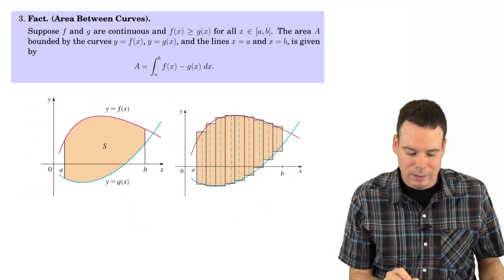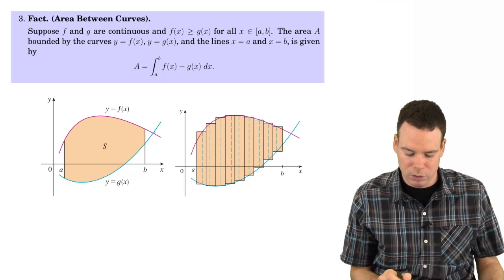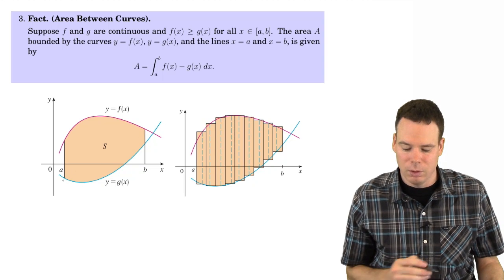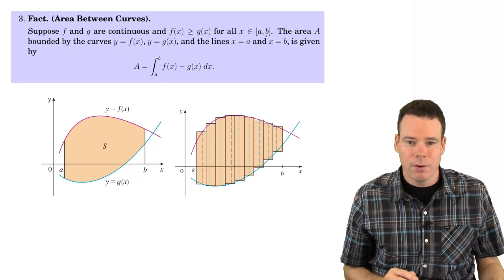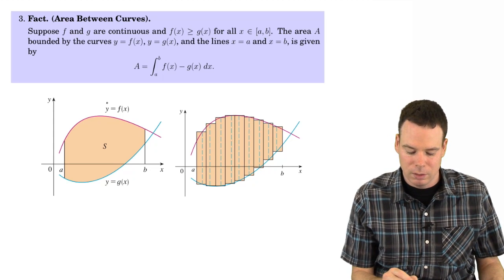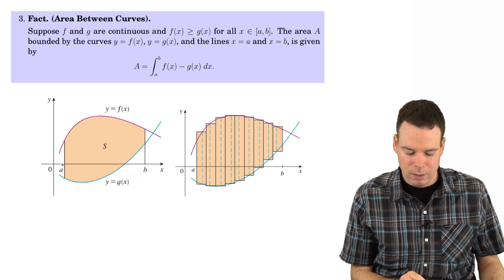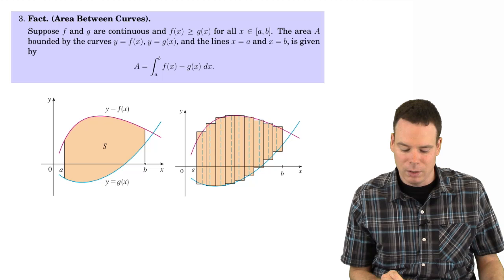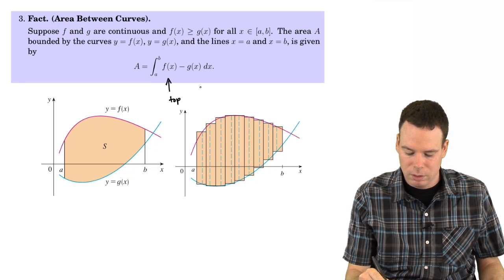So let's just summarize what we've done. Suppose f and g are continuous functions and that f is sitting above g. So f is this upper function, g is the lower function. And that happens on this interval a to b. Then the area bounded by those curves is given by the integral from a to b, from the leftmost x value to the rightmost x value, of the difference of the two functions. The top function minus the bottom function.